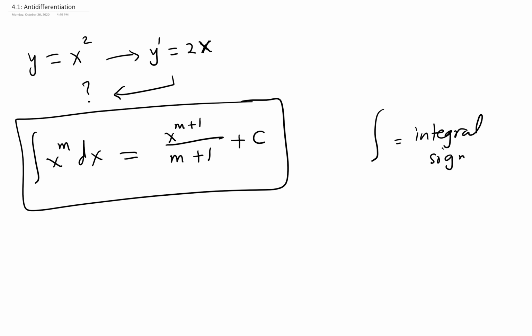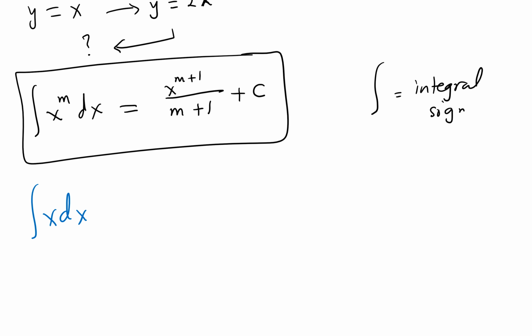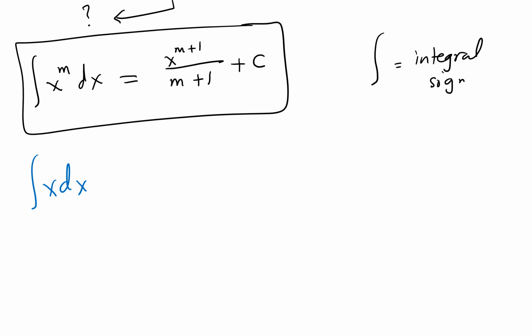So for example, if I want to find the integral of x dx, what would that be? Well, there's a 1 there as the exponent. We add 1, divide by the same number, plus c: x squared over 2 plus c.